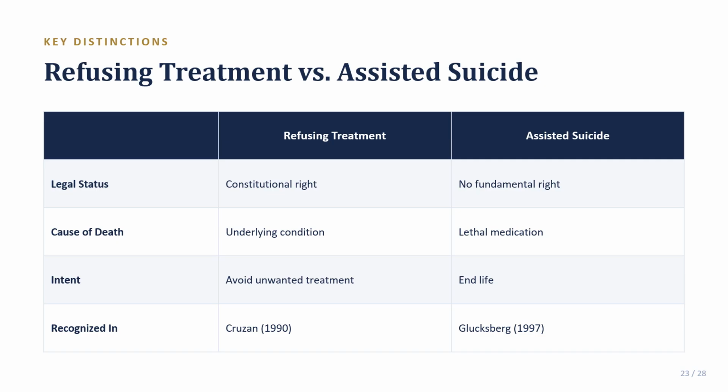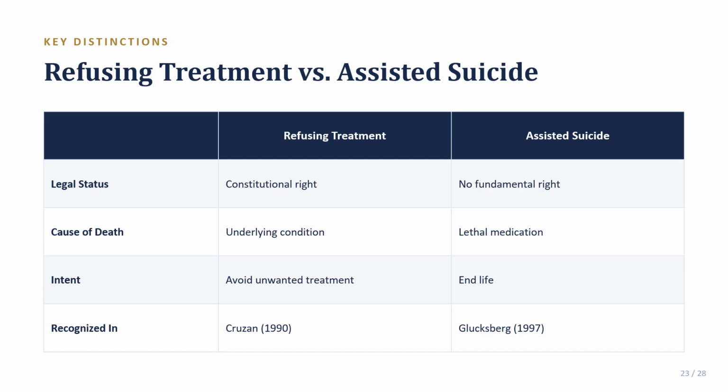Cruzan, Glucksberg, Vacco. Let's talk about some distinctions, okay? Legal status: refusing treatment is a recognized constitutional right, which was established in Cruzan. Assisted suicide carries no fundamental right, as established in Glucksberg. Cause of death: in treatment refusal cases, the underlying condition itself causes death. In assisted suicide, a lethal medication administered or provided with medical assistance causes death.